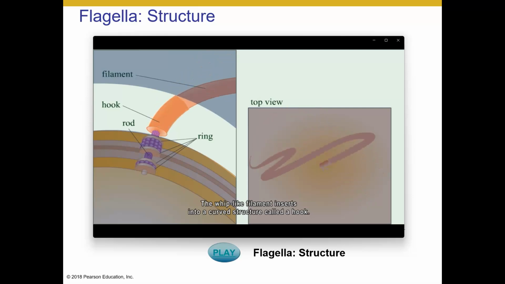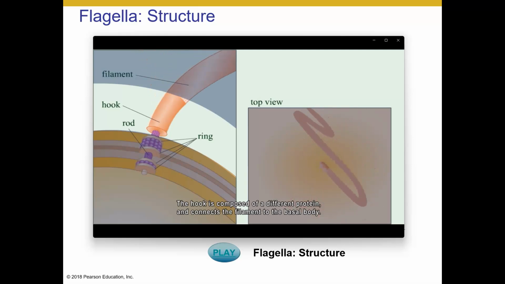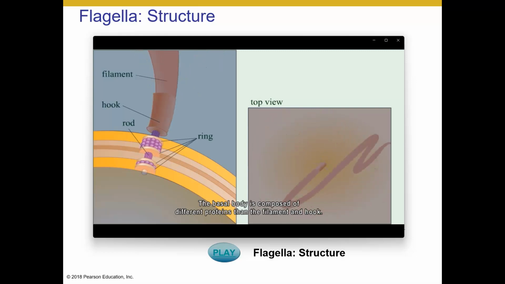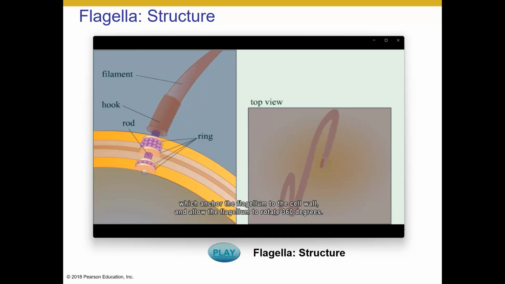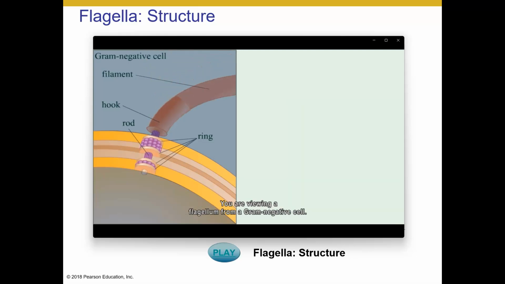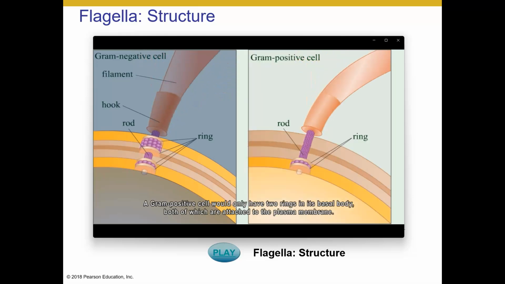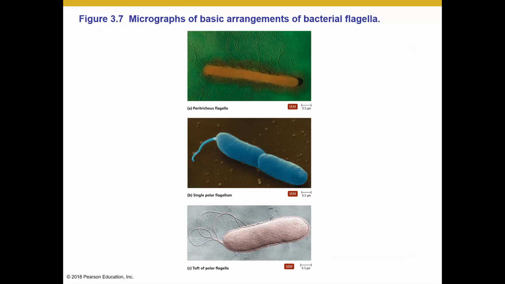The whip-like filament inserts into a curved structure called a hook. The hook is composed of a different protein and connects the filament to the basal body. The basal body is composed of different proteins than the filament and hook. The basal body is composed of a rod and a series of either 2 or 4 rings, which anchor the flagellum to the cell wall and allow the flagellum to rotate 360 degrees. You're viewing a flagellum from a gram-negative cell. A gram-positive cell would only have 2 rings in its basal body, both of which are attached to the plasma membrane.